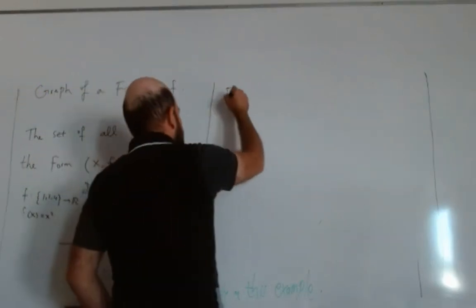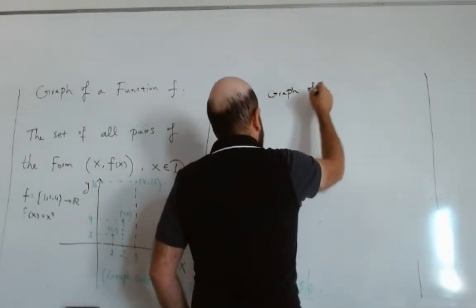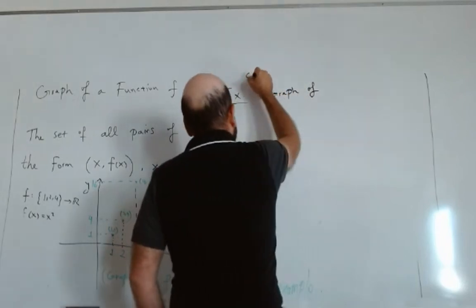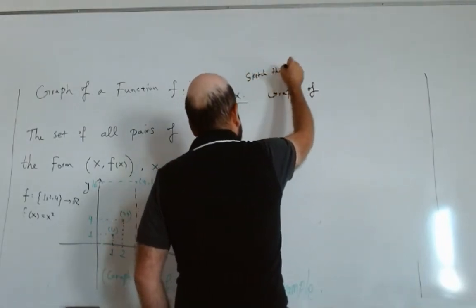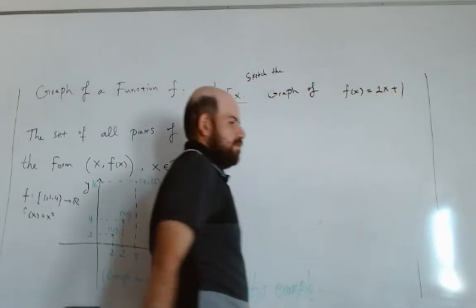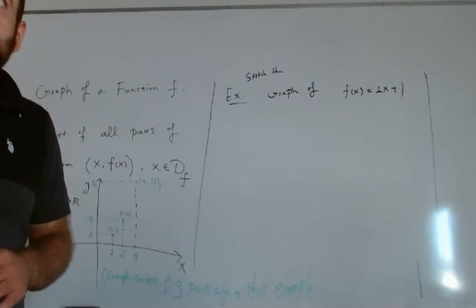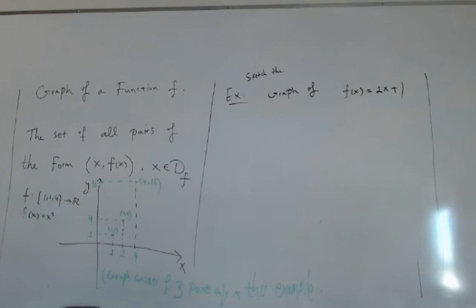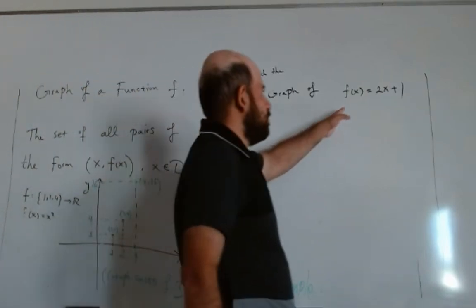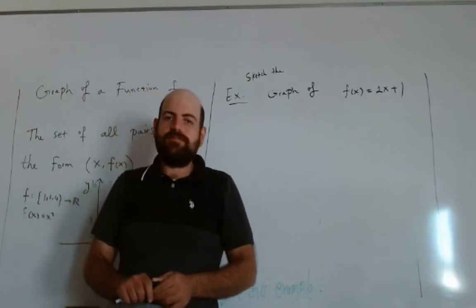Or another example, let's say sketch the graph of f of x equals 2x plus 1. So what should I consider as the domain here? See, in the previous example the domain was mentioned as 1, 2, and 4, but here the domain has not been mentioned. So what should I consider as the domain if the domain is not mentioned?